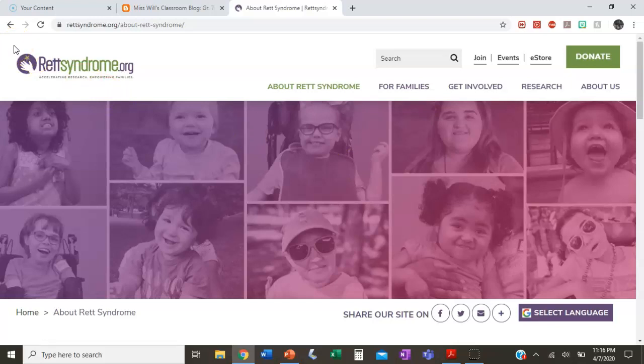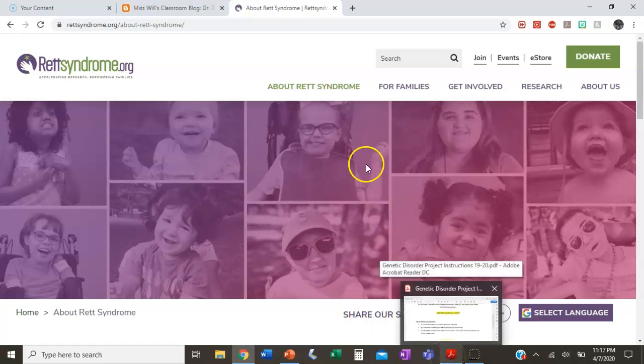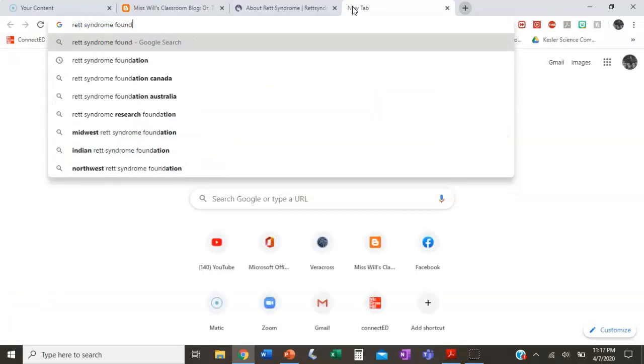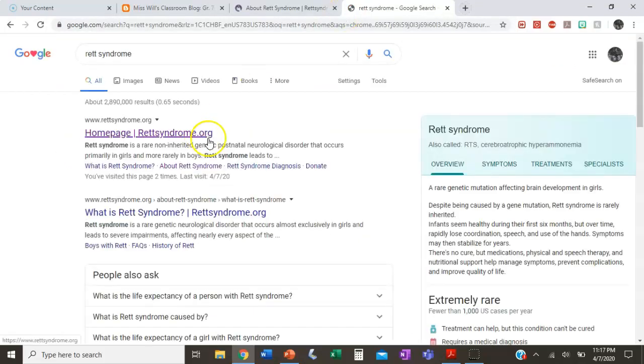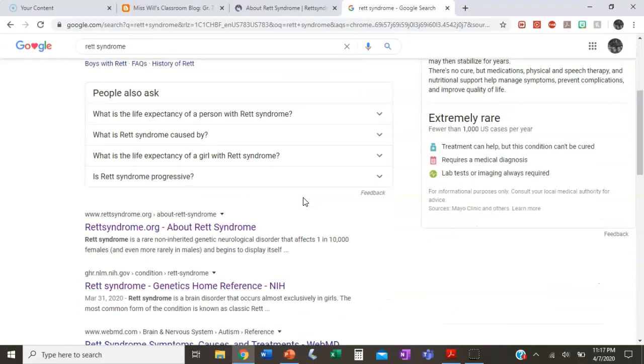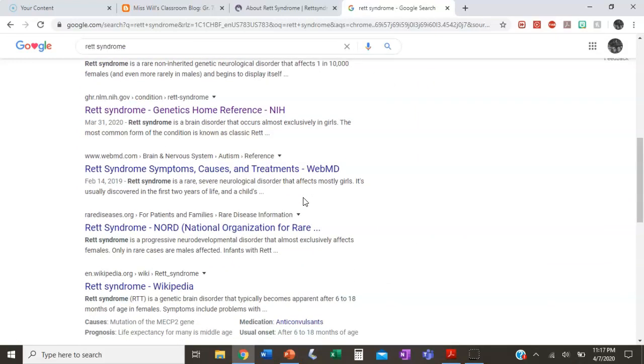So just to let you know, that is one other thing that you can take a look at in looking for information. And you can, of course, just type in Rett syndrome and do a simple Google search. The same thing came up, but there are some other places that you can go as well.